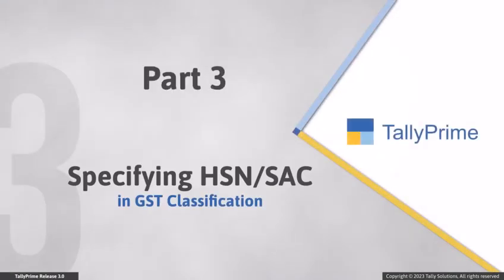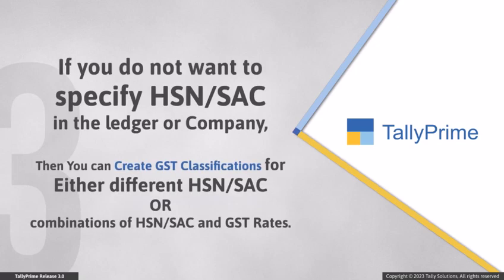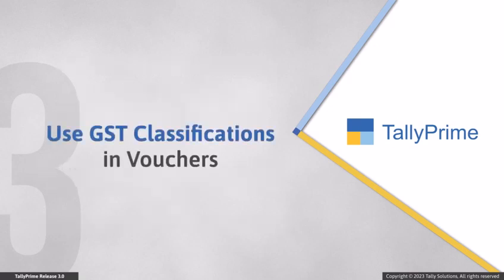Now, let's see how to use GST classifications to ensure that your vouchers don't get into the Uncertain Transactions, Corrections Needed section. If you do not want to specify HSN or SAC in the ledger or company and want to specify during voucher creation, you can create GST classifications for either different HSN or SAC or combinations of HSN or SAC and GST rates. Thereafter, you can use the same in the voucher. Let's see how to create GST classifications for HSN or SAC.